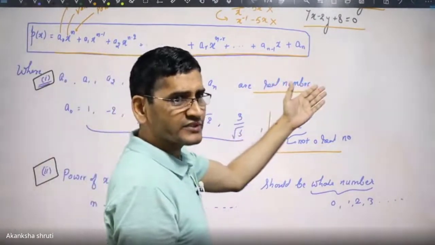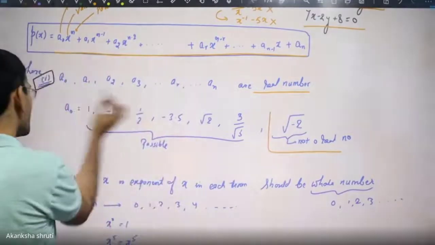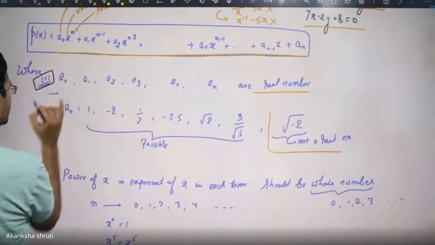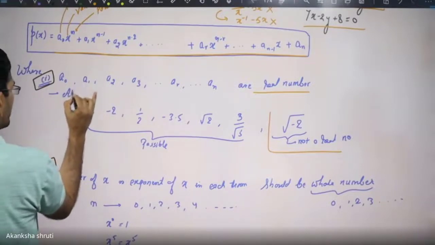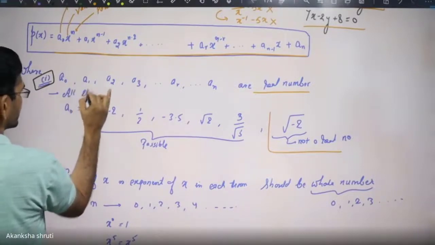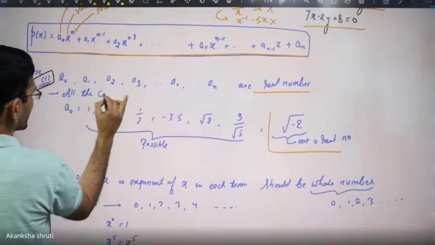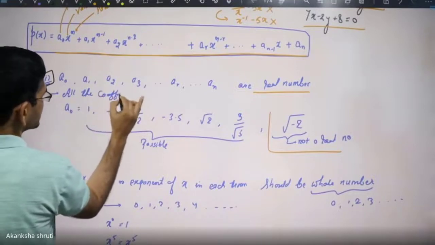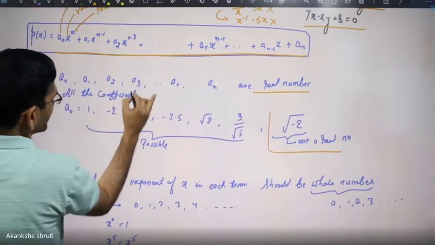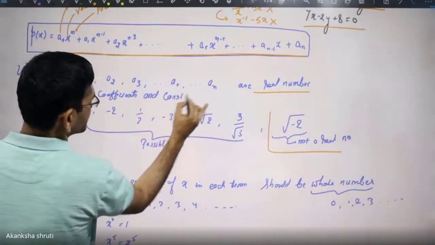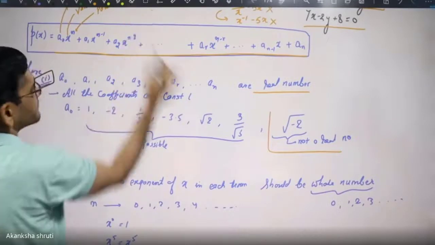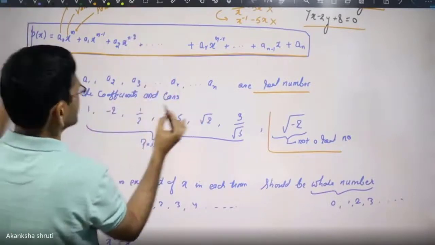These were the coefficients. In books you may also find this given here. All the coefficients and the constant term must be real.